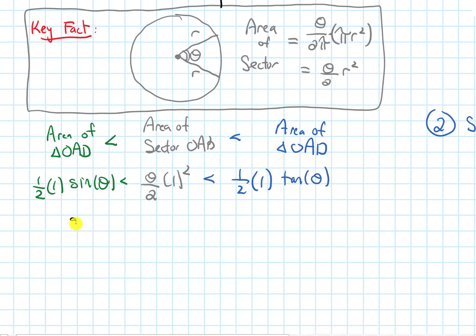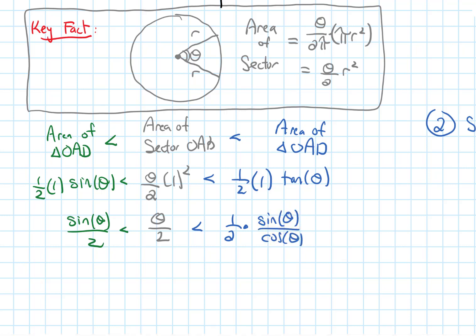Simplifying a little bit, we have sine of theta over 2 is less than theta over 2, and that's going to be less than, let's rewrite tangent in terms of sine and cosine, and that'll give me 1/2 times sine theta over cosine theta. So seeing that we have this chain of inequalities reminds us, hopefully this looks a little familiar, when do we have a chain of inequalities? Squeeze theorem.